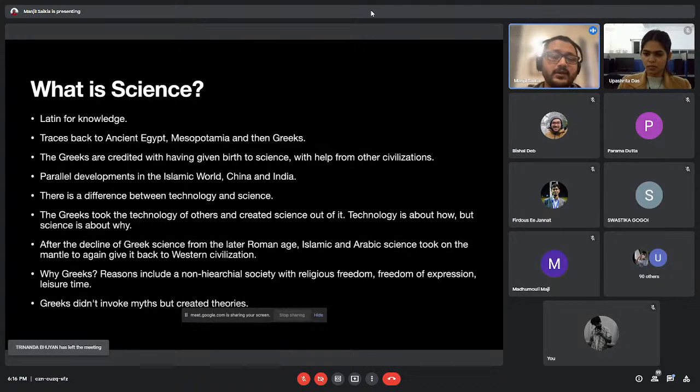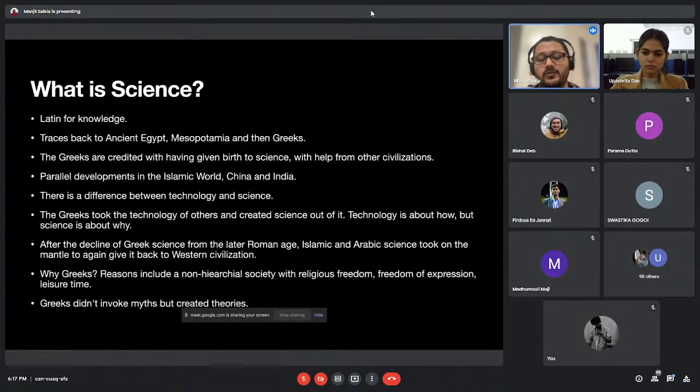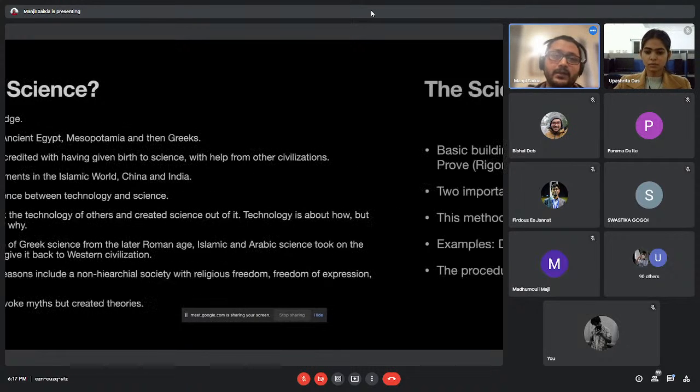So another point which is quite important to take from this slide is that the Greeks did not invoke myths, but they created theories. So to explain, for example, how seasons change, they did not say that, okay, some god was angry and then it rained because of that god's anger or something like that. So they tried to create a theory of movement of the earth or something like that. So that was a difference between earlier civilizations and the Greeks. And that is how science sort of started.